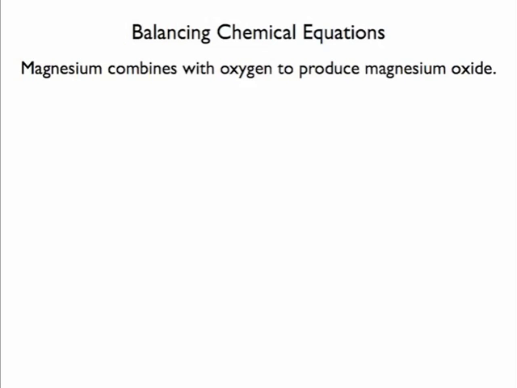Hi, in this video we're going to look at balancing chemical equations. We're going to start with a reaction that you did in your lab: magnesium combining with oxygen to produce magnesium oxide. So pause the video and write each of these compounds.